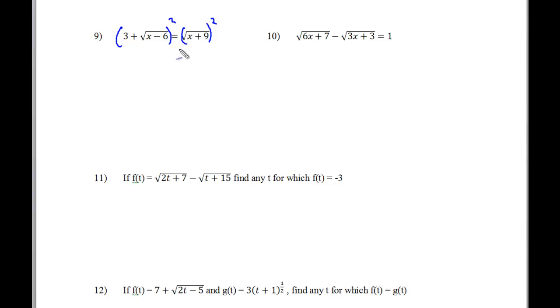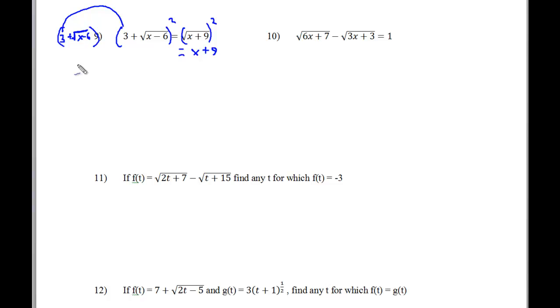Now the right-hand side turns into what I wanted, which becomes the square of the square root of x plus 9, which is just x plus 9. But watch the left-hand side. This turns into a FOIL problem. So this 3 plus the square root of x minus 6 is going to have to get FOILed, and that is going to become somewhat tricky at times.